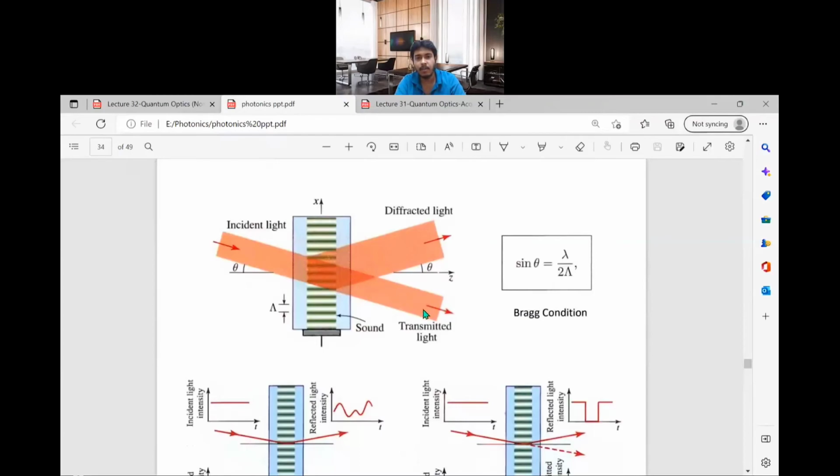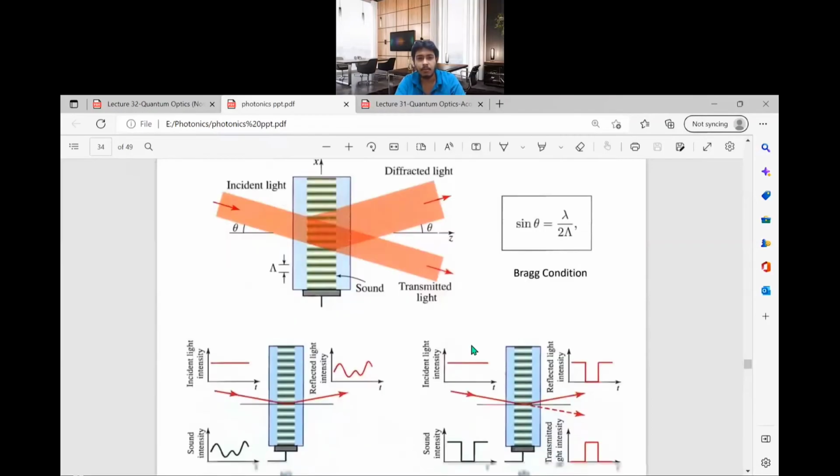Initially it was in this position if there is no medium here. If it is traveling through this medium, due to this acoustic change of the refractive index, it will be deflected in this direction. So the position is changed also. If you place the detector here, you can detect the light without this medium, and now you need to place the detector here to detect the light. So it can be called position modulation also.